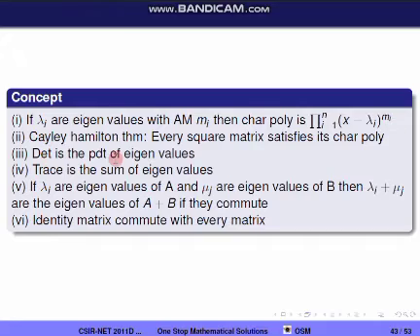Determinant is the product of eigenvalues. Trace is the sum of eigenvalues. If lambda i are eigenvalues of A and mu j are eigenvalues of B, then lambda i plus mu j are eigenvalues of A plus B if they commute. Identity matrix commutes with every matrix. So now we'll move on to the question.